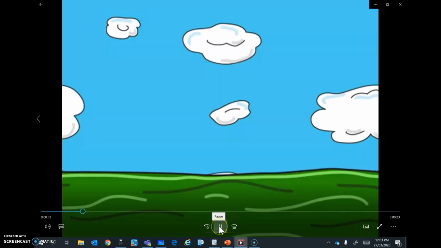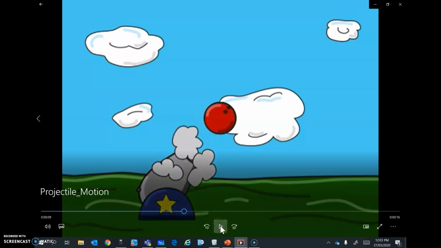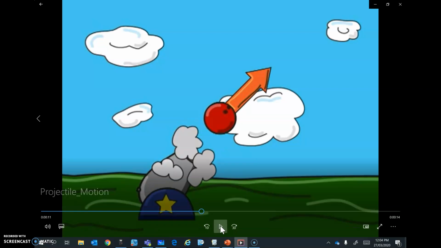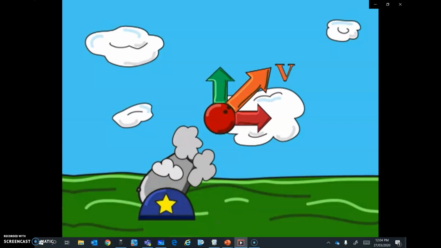So this is a cannonball being fired. Now this cannonball is going to be fired diagonally up into the air. We don't study that type of motion in this course, but the same principles still apply. So at the moment it's fired, its velocity is diagonally in this direction. Now that can be split into components of vertical and horizontal velocity.